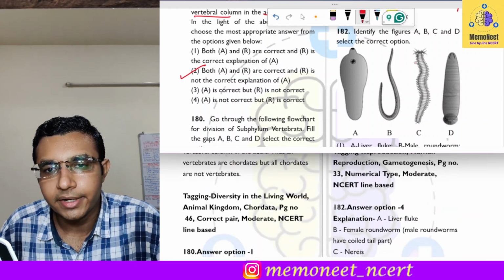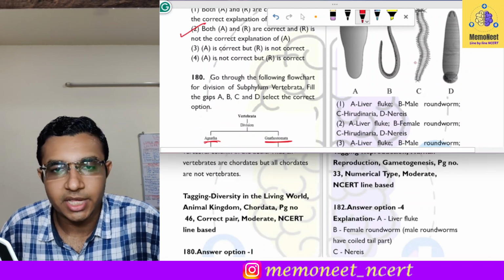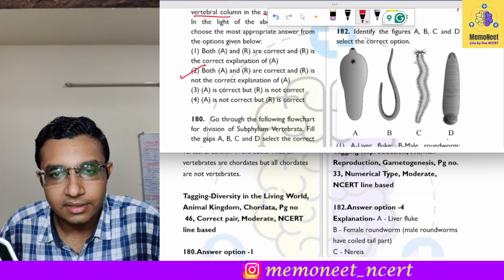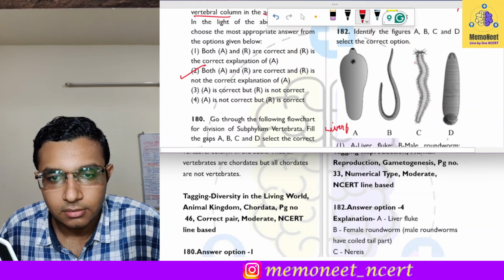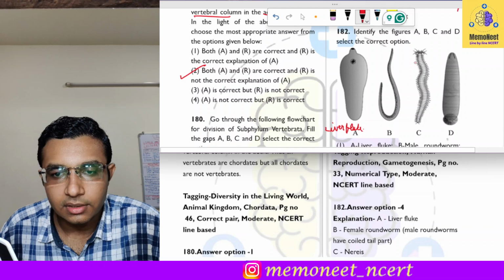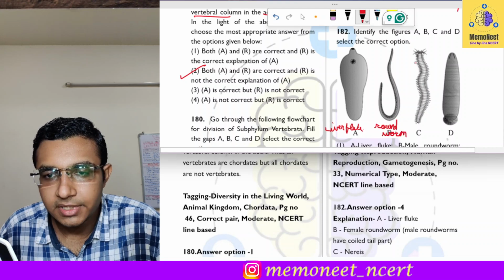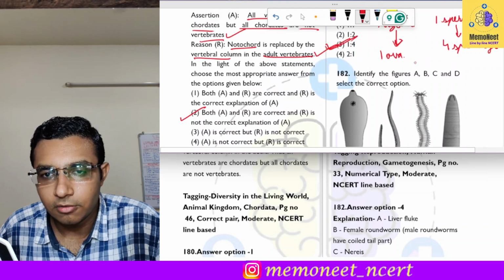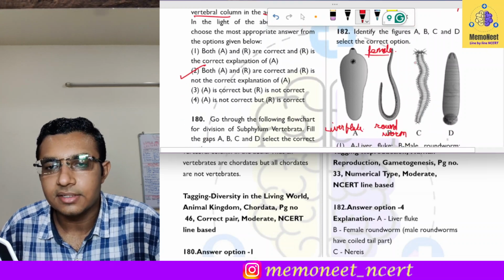So we have to identify the figures A, B, C and D correctly, and we have to choose the correct matching. Okay, so the figure A is the liver fluke. Then figure B is the roundworm, and to be precise, this is the female roundworm. Okay, because it is longer and the end is not curved.